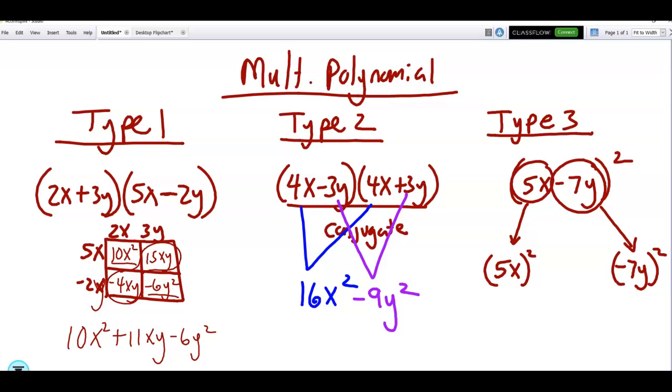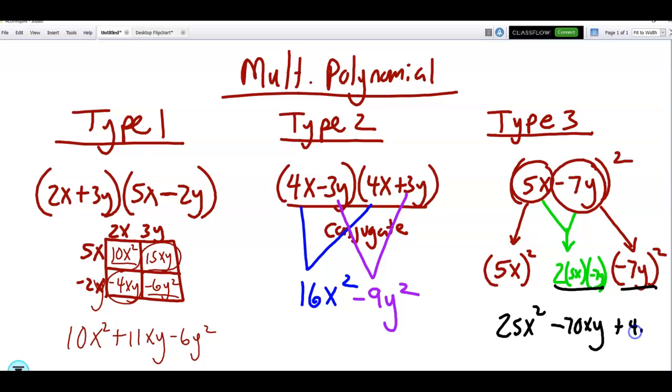And then what you're going to do is you're going to take both of these numbers now and you're going to put a 2 in the front and you're going to put each one inside some parentheses there. And you're going to simplify each piece. So this first piece here is 25x squared. If you do 5x to the second power, you get 25x squared. Next, if you do this one, you're going to get negative 70xy. And then for this one, you're going to get 49y squared. It's nice to have a shortcut, and so we'll be using the shortcut on that one.